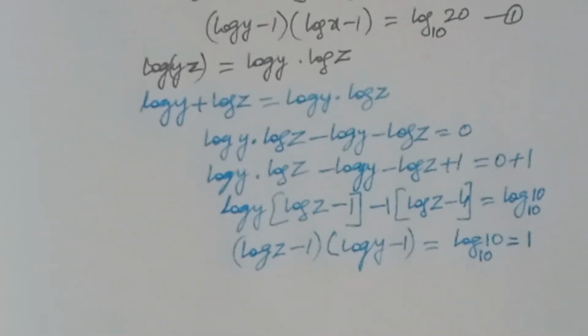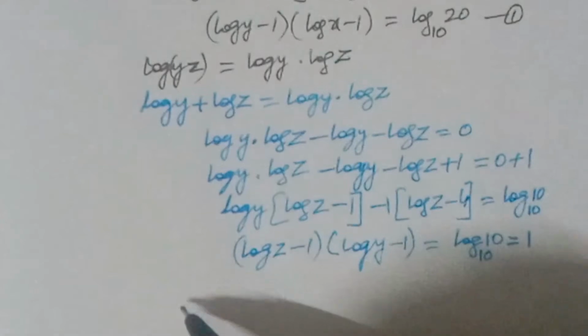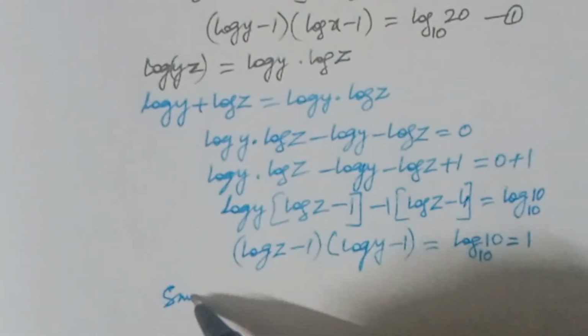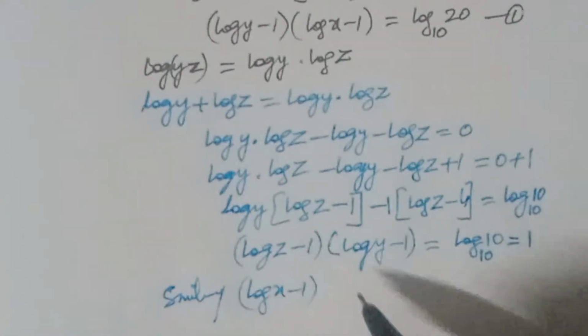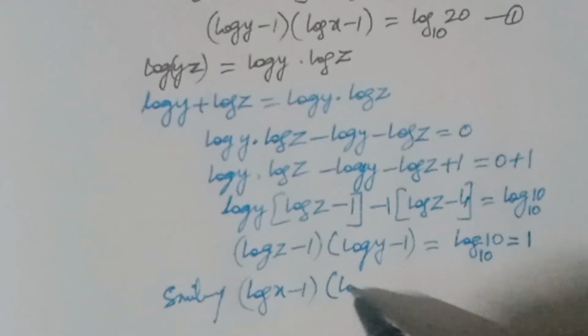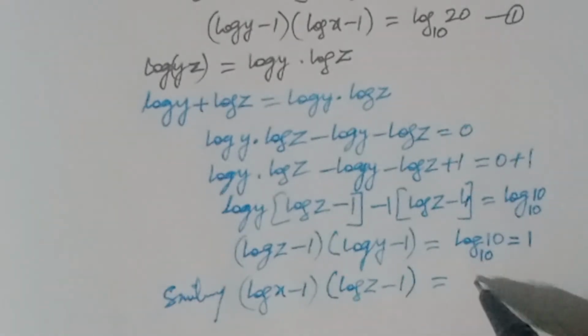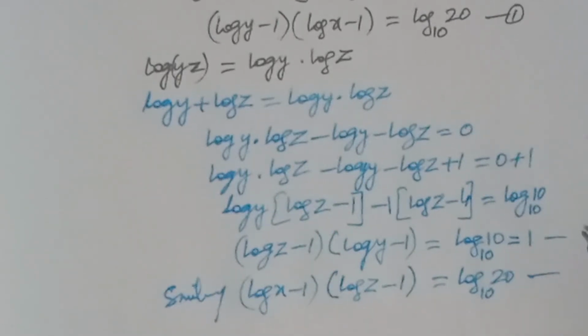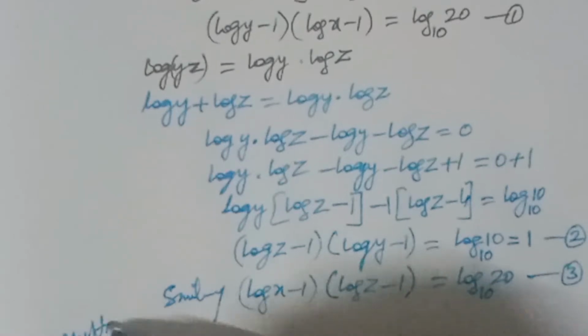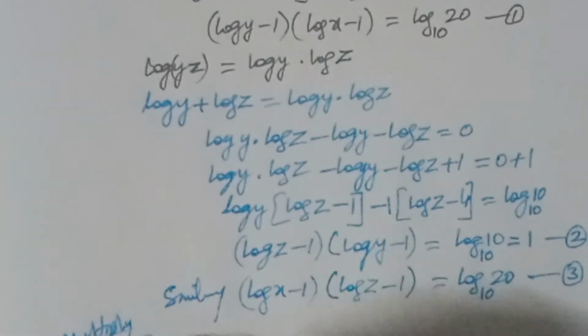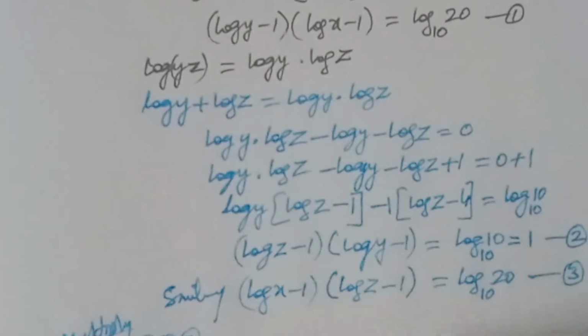In the same way, you can get the third equation also. Similarly, you'll get the third one: log x minus log 1 into log z minus 1 is equal to log 20 base 10. So this is the second one and this is the third one now. So here, multiplying all the three, multiply 1, 2 and 3. Multiplying all the three equations, what will we get?